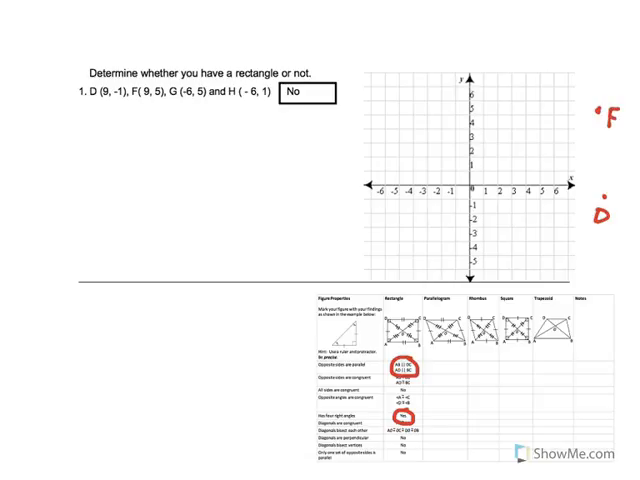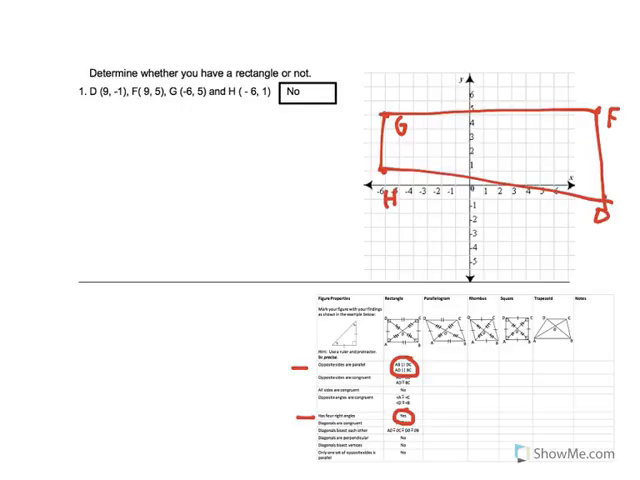G is -6, and then 5 up. And then H is -6 over, and then 1 up. Okay, so now I connect my lines. Now how can I prove that this shape is a rectangle or not? I will use these 2 criteria down here. Opposite sides have to be parallel, and the shape has to have 4 right angles.